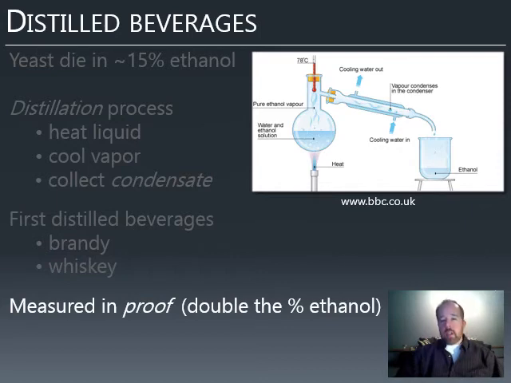The alcohol content is measured in terms of proof. And proof is a number, and it's double the percentage of ethanol. So pure ethanol is 200 proof, because it's 100% ethanol. Whereas if it's 100 proof, that means it's 50% ethanol. And you see this on distilled beverages like whiskey and gin and vodka. But of course, wine and beer also have alcohol content, so they can also be measured in proof.